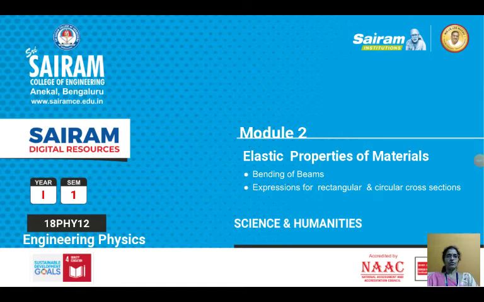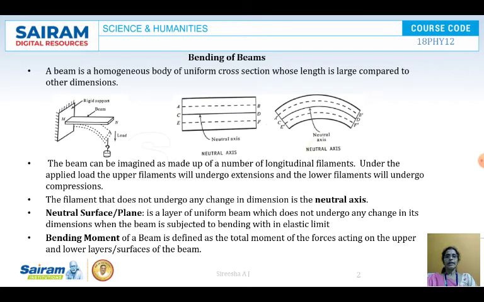Now we go with module 2, elastic properties of materials. In this we go with the bending of beams, expressions for rectangular and circular cross sections of the beams. Bending of beams. What exactly is the bending of beams?